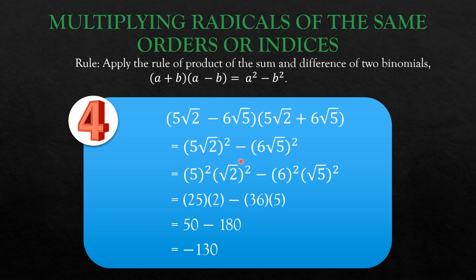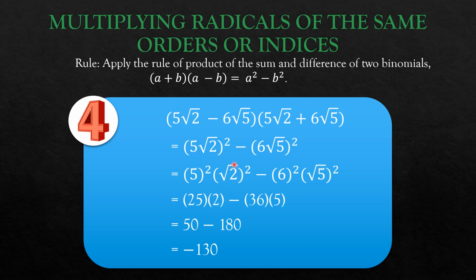So, apply the power rule, so i-distribute lang po natin si 2 sa loob, kaya meron tayong 5 squared, and then square root of 2 squared, okay, copy the operation, so minus. Then, same din po, i-distribute lang po natin ito sa loob. So, kaya meron tayong 6 squared and square root of 5 squared. 5 squared is equal to 25. Square root of 2 times square root of 2 or square root of 2 squared is equal to 2.